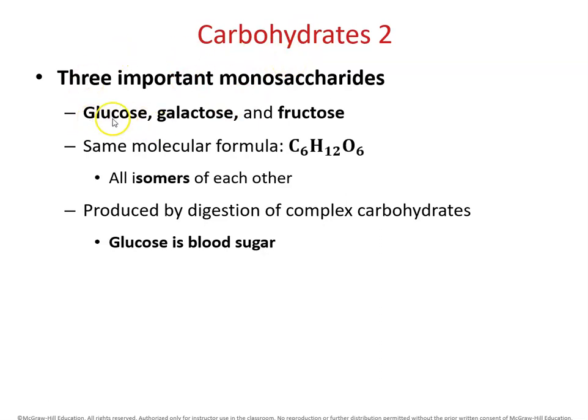The 3 monosaccharides that we're interested in, glucose, galactose, and fructose, all of them have the same chemical formula, C6H12O6. So remember when we looked at the isomers before? These are isomers of each other. They have the same chemical formula, the same elements, the same atoms, and the same ratios, but they're arranged differently.